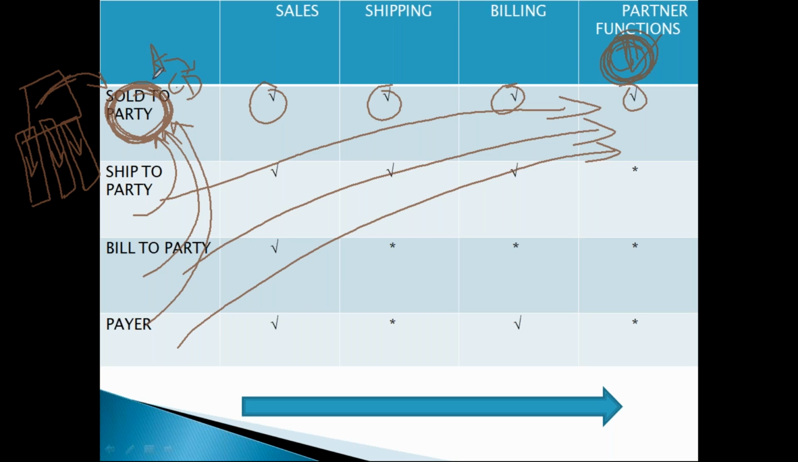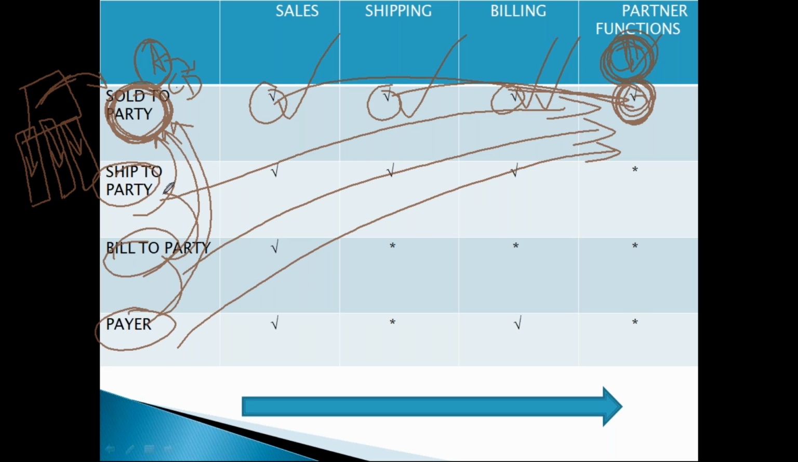Because whenever Amazon recognizes you, your customer ID is the base. From there, what is the sales information, what is the shipping information, what is the billing information, what is the payment information it collects. Because partner functions is the place where you connect all these details. So ship-to party is independent, bill-to party is independent, payer is independent. These independent layouts are customized and connected to the root.